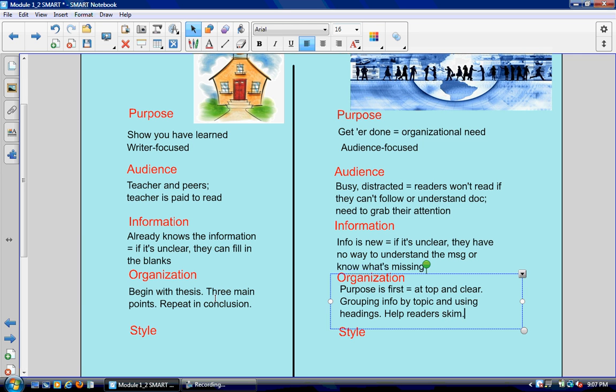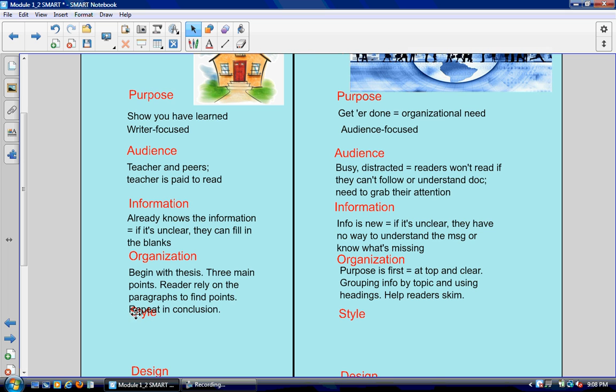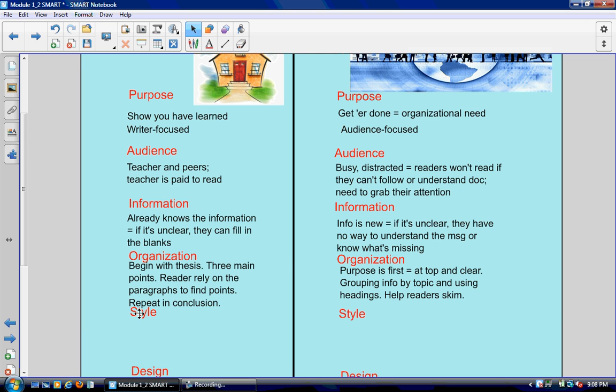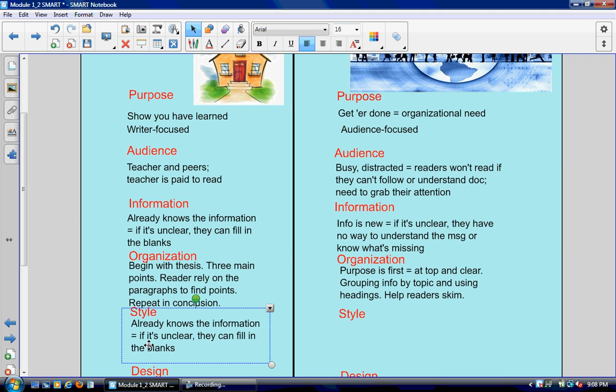Whereas in an essay, you can expect that the reader is probably going to just rely on the paragraphs to find their points. So they're reading all the way through. They may know that you're going to have 3 paragraphs, and so they'll just look for the points to be in the paragraphs, whereas readers of business documents aren't going to read from beginning to end, so they need those headings in order to really be sure of where the information is located.